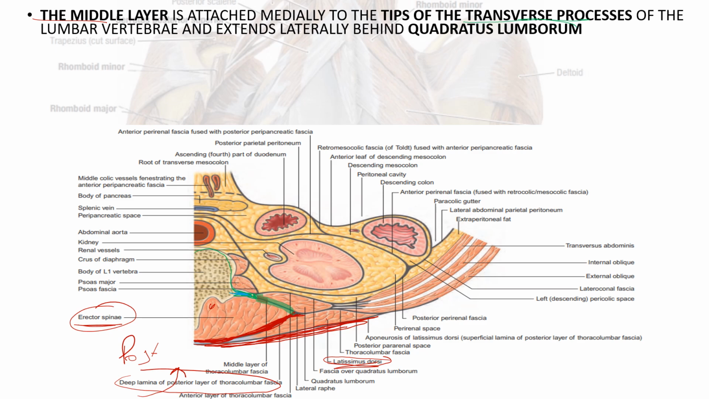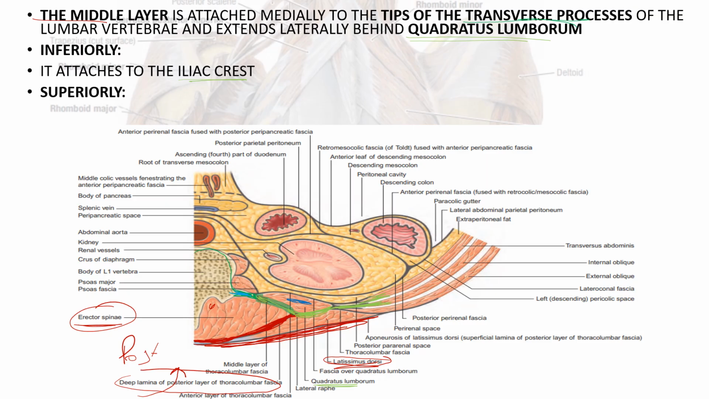Then it will extend laterally, behind the quadratus lumborum. This muscle is quadratus lumborum. The middle layer is attached to the transverse process and lies behind the quadratus lumborum. Laterally, it is attached to this. You can appreciate these two structures: the fascia of external oblique and the transversus abdominis. Inferiorly, we already discussed it is attached to the iliac crest. Superiorly, we already discussed the 12th rib.